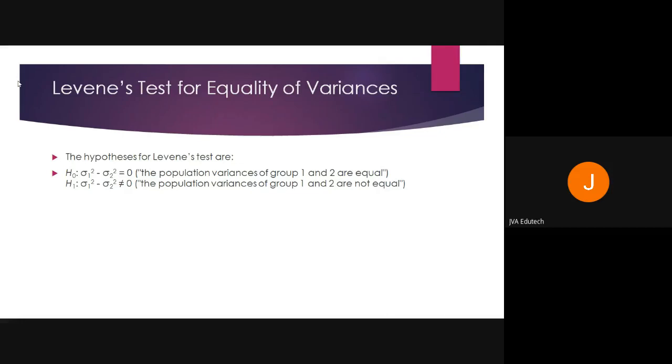homoscedasticity or homogeneity. In the second case, the alternate hypothesis, you are saying that there is no homoscedasticity, which means the population variances of group 1 and group 2 are not equal. And if they are not equal, then there is no homogeneity or homoscedasticity. Till this point, am I clear? Yes, sir. Okay, now let's test this.